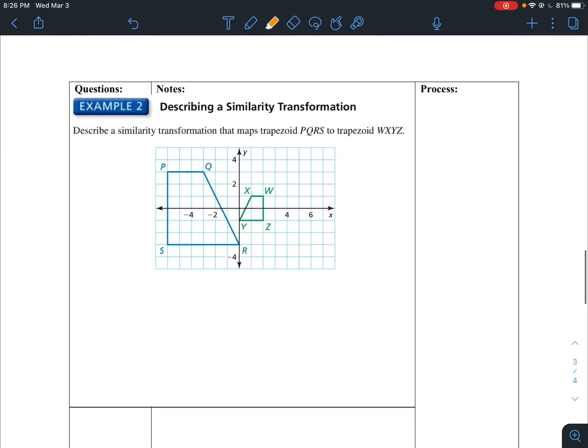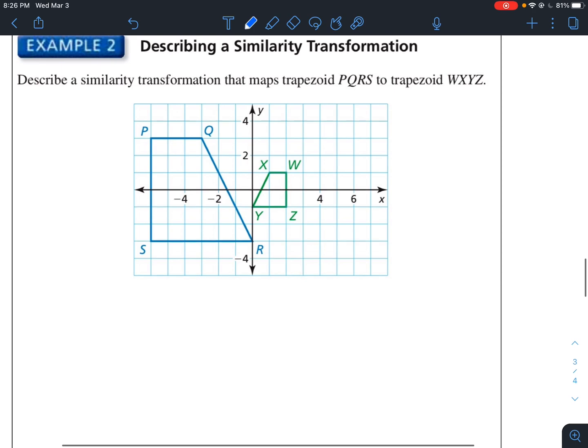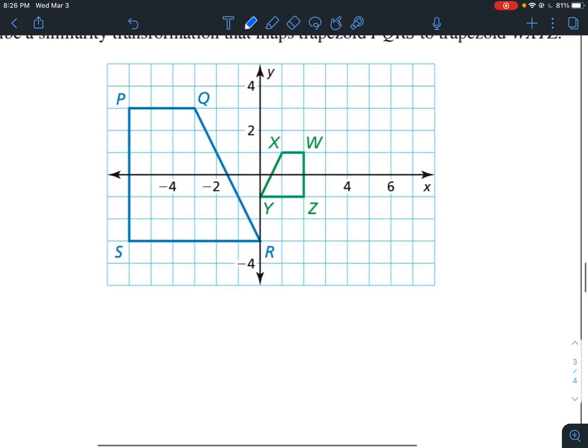Okay, now coming down here to this example, we are going to describe a similarity transformation that maps trapezoid PQRS to trapezoid WXYZ. Alright, so let's see if we can describe the transformation. First of all, notice here that it looks like it's mirrored about this y-axis, right? That's what I noticed first of all. Because this slant is going down towards the right, now it's going up towards the right.